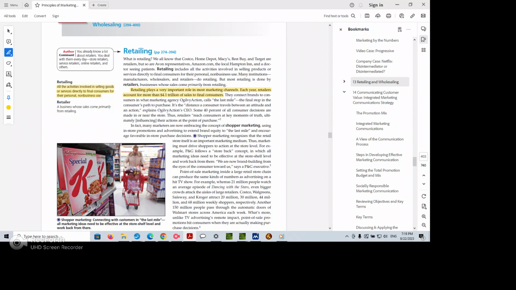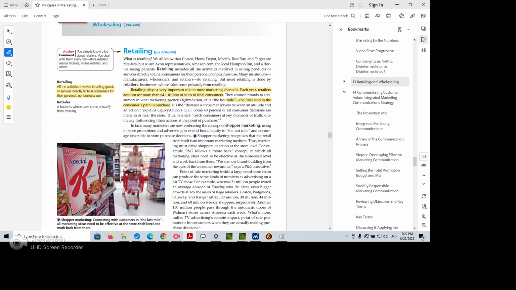They connect brands to consumers for what marketing agency Ogilvy Action calls the last mile, the final stop in the consumer's path to purchase. So if you think about that, a wholesaler does not do that. A wholesaler will sell to a reseller such as a retailer, who only sells in smaller amounts, as opposed to a wholesaler who only sells in large amounts, and of course doesn't normally sell to the end user or the consumer.